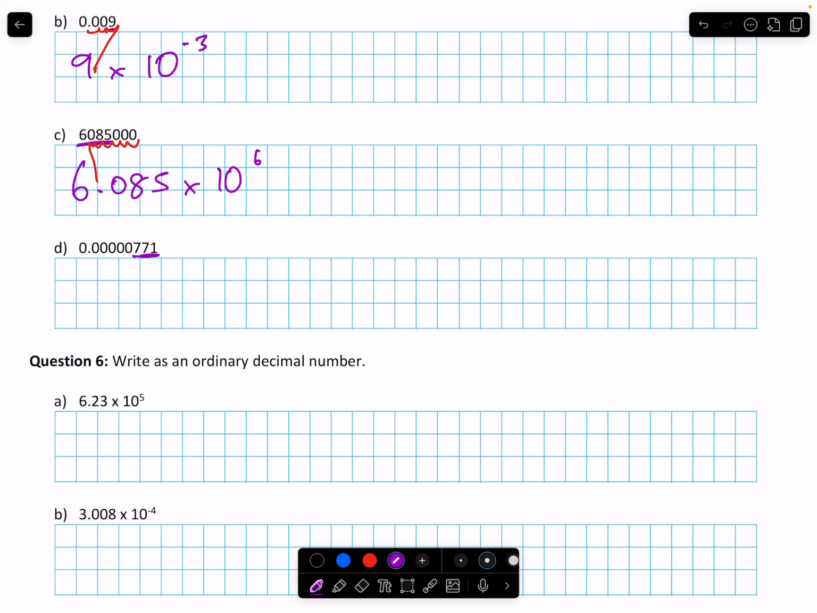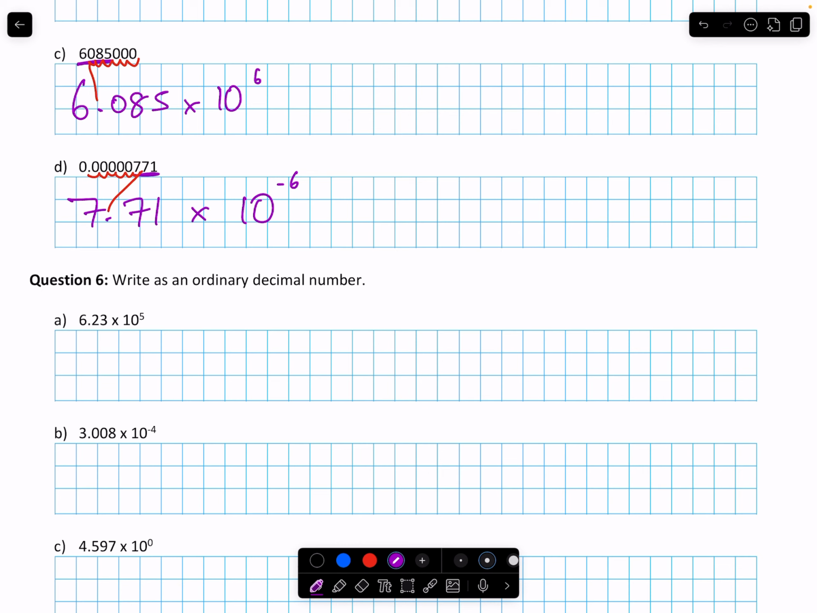I need 771. A number between 1 and 10 that involves 771 is 7.71 times by 10 to the power of. The decimal point is currently between the two 7s. I needed to jump 1, 2, 3, 4, 5, 6 times to the left. So it's going to be times by 10 to the negative 6.